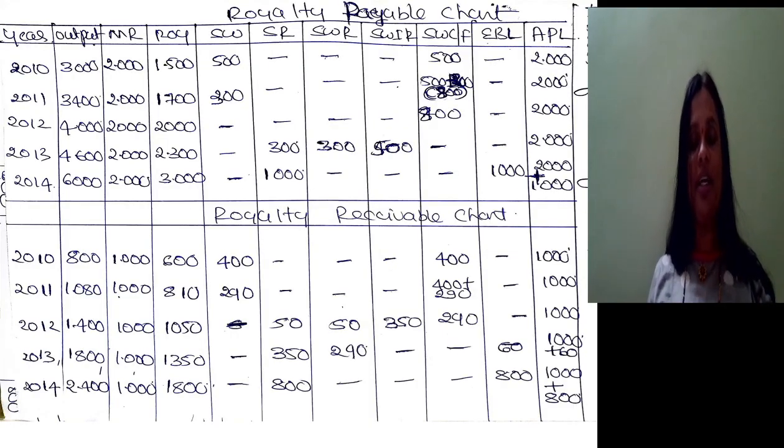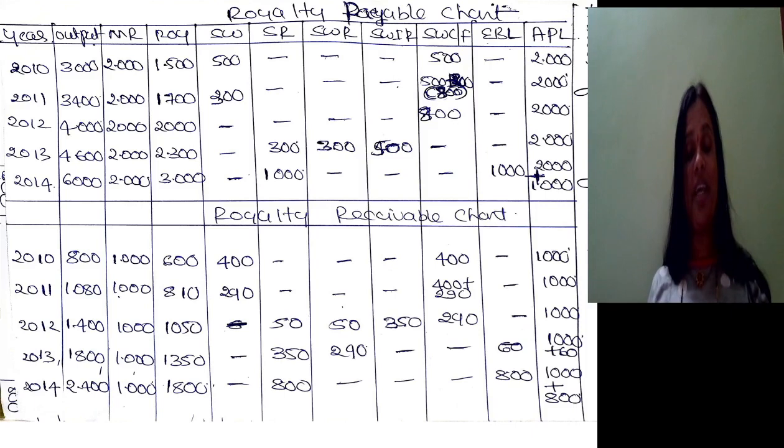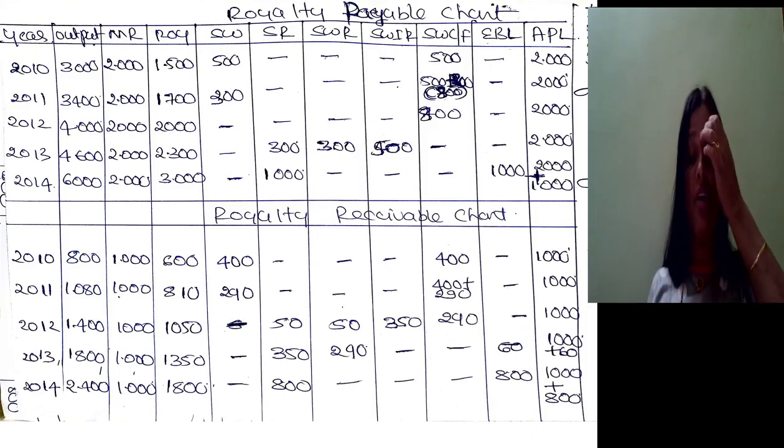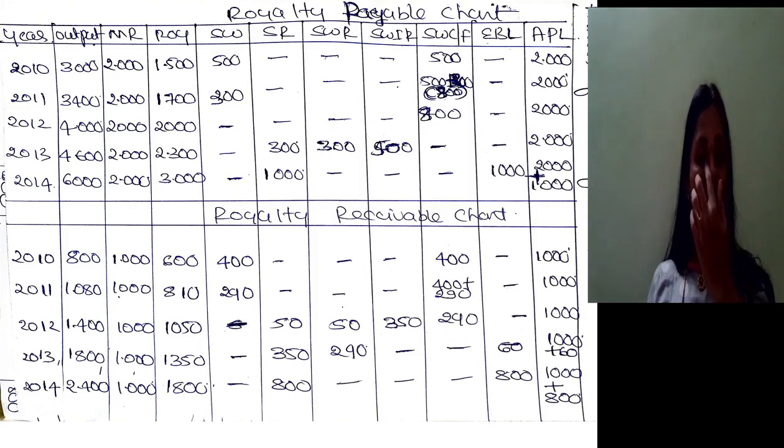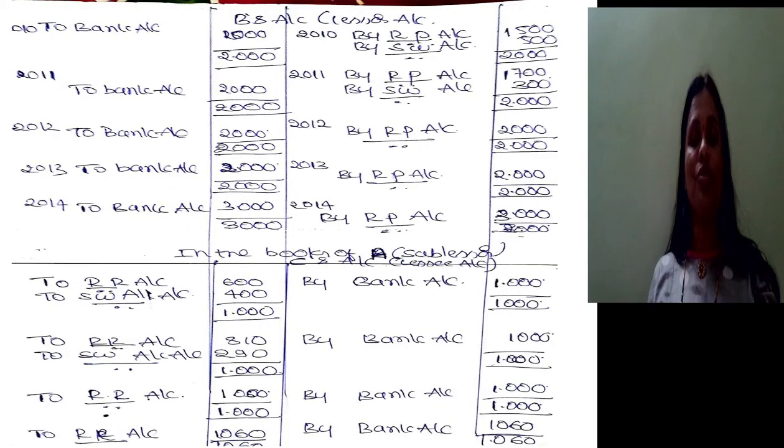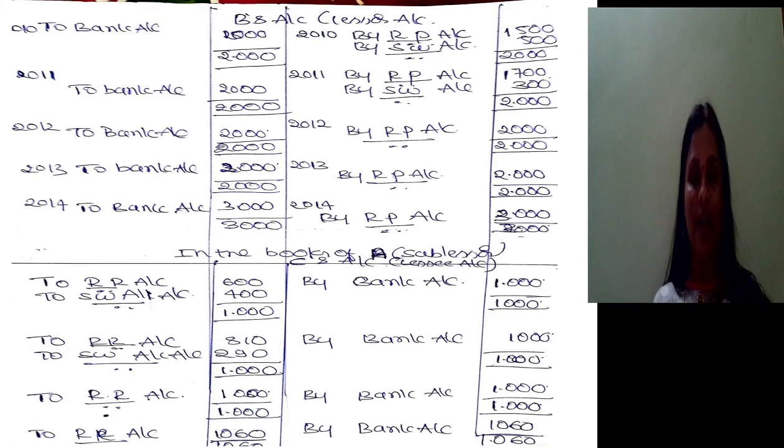First year, second year situation is similar: minimum rent is more than the royalty. Third year situation is just like the fourth situation. Fourth year situation is also the fourth situation. Fifth year situation is the fifth situation. Now we need to pass due entries. From lessee, journal entry: C's account, that is lessee's account, debit to royalty receivable, short working allowable 600 and 400.